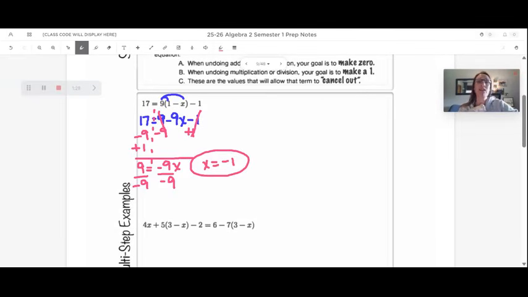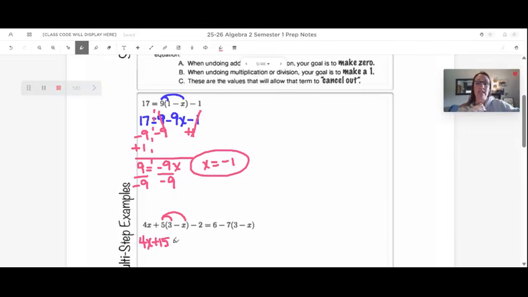The second one might look a little more intimidating, but that's only because we see two sets of parentheses. We're going to work it exactly the same way, and we're just going to go one step at a time. So we're going to distribute the 5 first. So we would bring down our 4x because we haven't done anything to it yet. And 5 times 3 is 15.